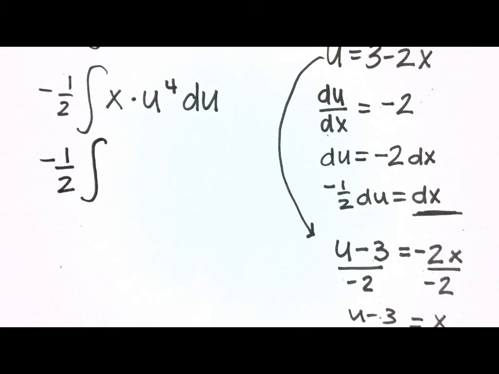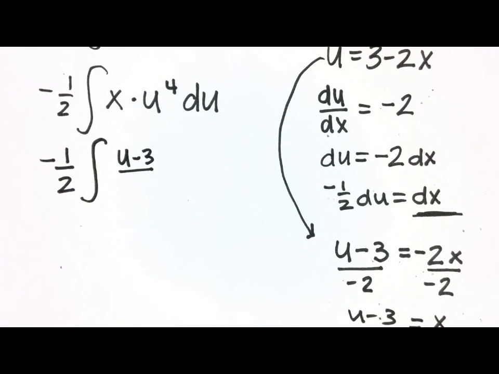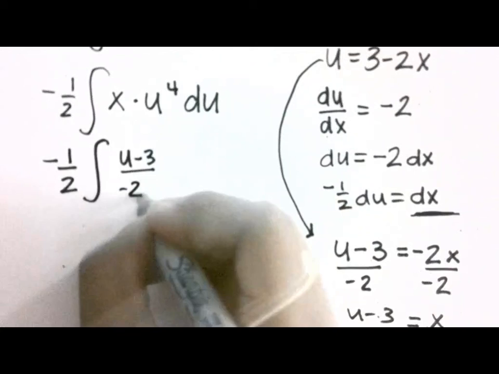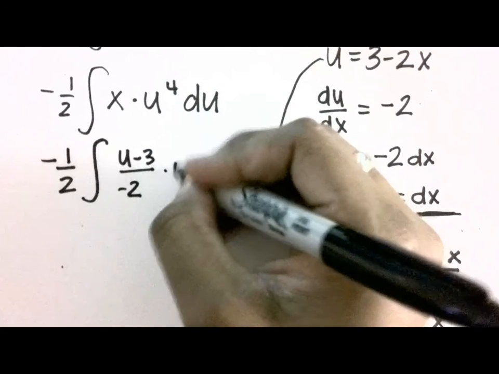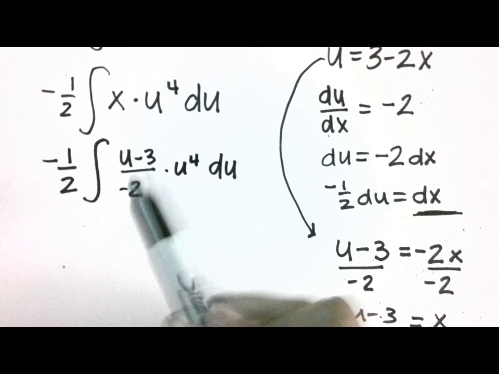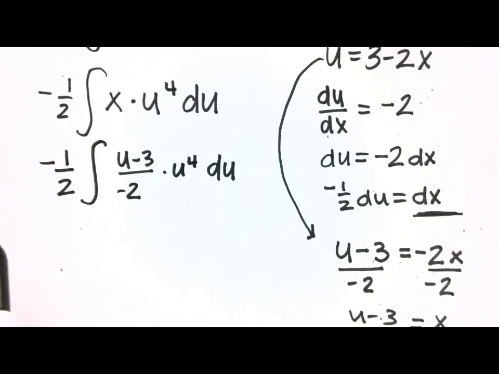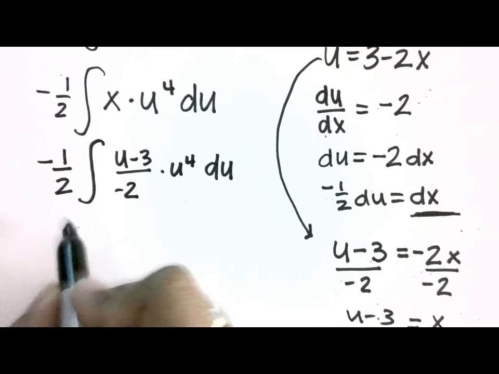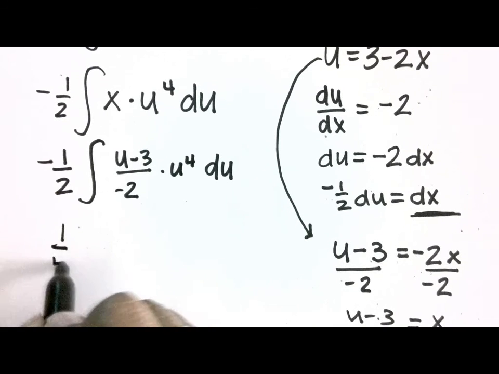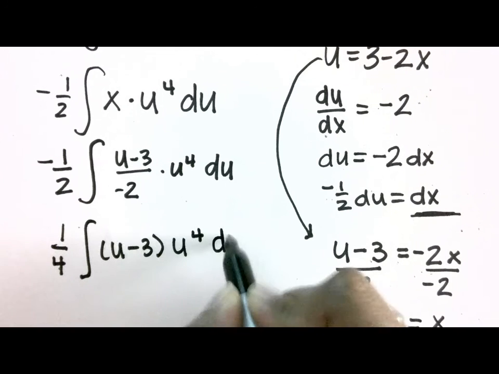-1/2 integral (u minus 3) over -2 times u to the 4th du. So this one looks really bad, but if you take out that -2, then things fall into place. Your first step is to always factor out that constant, whatever it is. Factor out that fraction. So that's going to be plus 1/4 integral of (u minus 3) u to the 4th du.